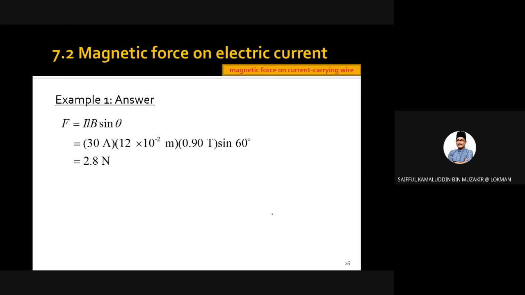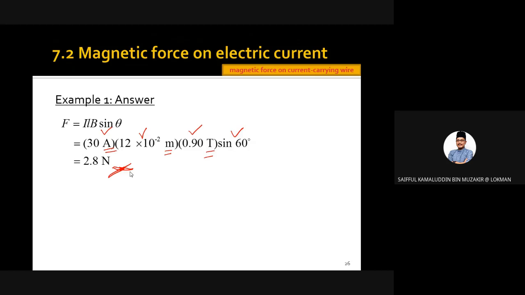Masuklah saja formula. It's ILB sin theta. I is given, L is given. Make sure in meter, everything in SI unit. This is ampere. This Tesla also already in SI unit. Sin 60. Straight away using your calculator, please. Just give some little effort.